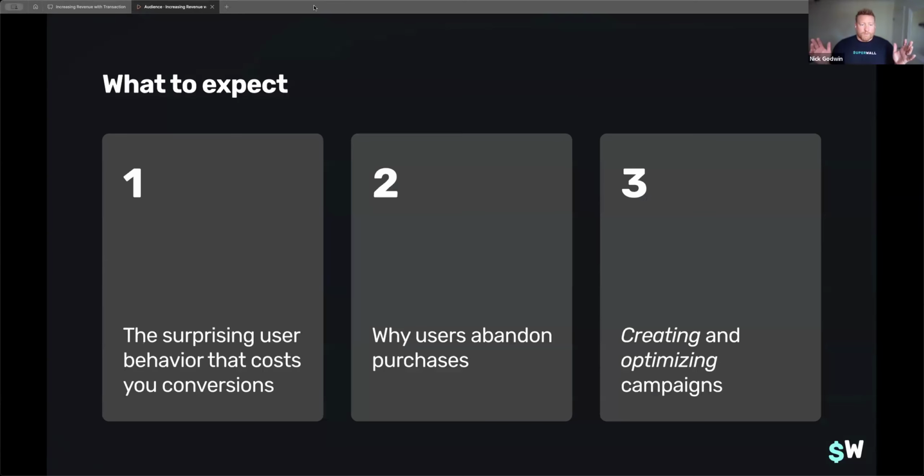So here's what we're going to talk through. The surprising user behavior around transaction abandonment that ends up costing developers thousands of conversions. We're going to talk about why users abandon purchases, what causes them to do this, and then how to create and optimize your campaigns in Superwall and what kinds of offers work and what doesn't.